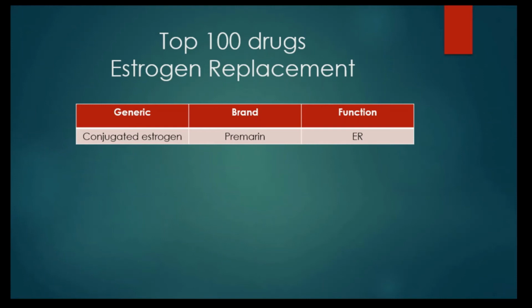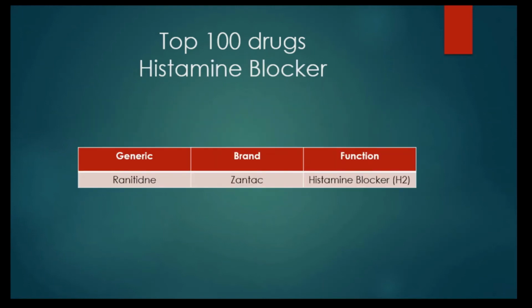Next, we've got estrogen replacement. Generic to this is going to be conjugated estrogen, and brand name to it is Premarin. Histamine blockers, we've got ranitidine. Brand name is Zantac.